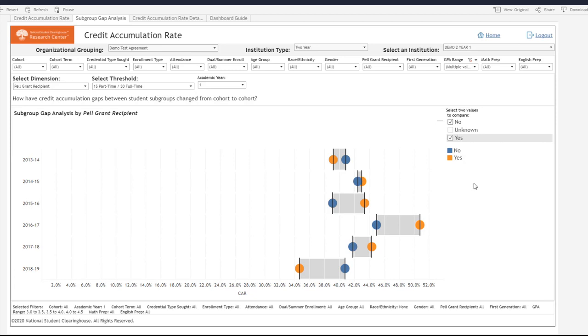We encourage you to explore your institution's PDP dashboards, especially the Subgroup Gap Analysis report, to better understand achievement and equity gaps among your students.